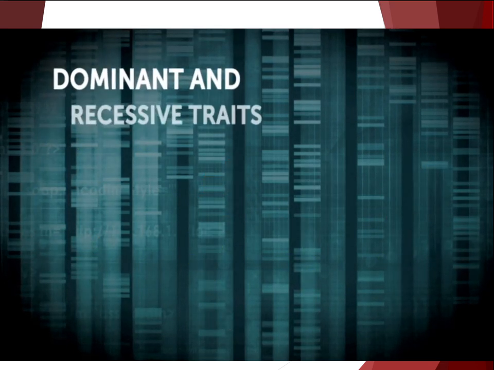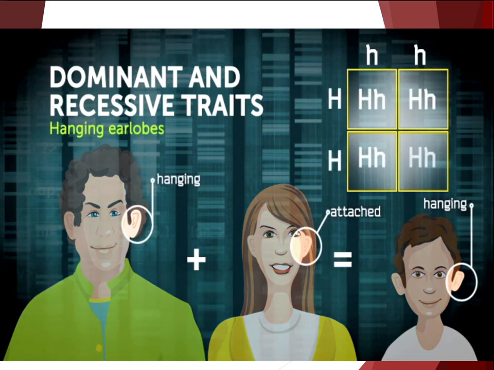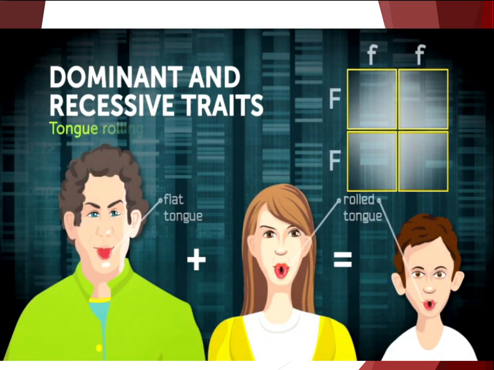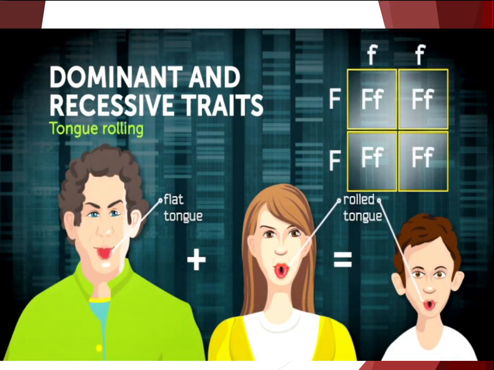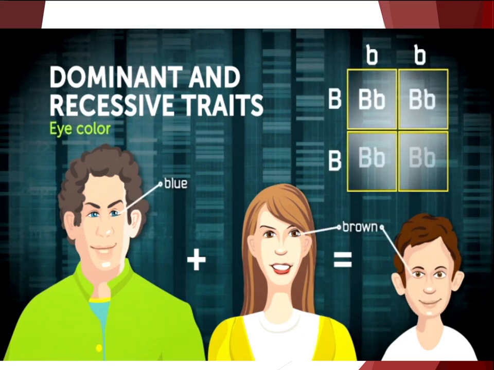Here are just a few examples in humans of dominant and recessive traits. Hanging earlobes are dominant to attached ones. Being able to roll your tongue is a dominant trait to not being able to. And although eye color varies widely, blue eyes are typically recessive to non-blue.